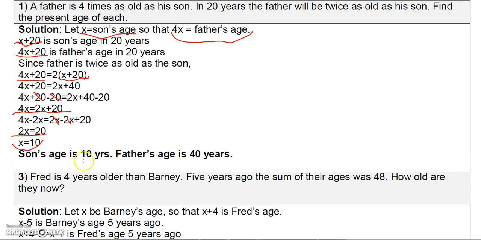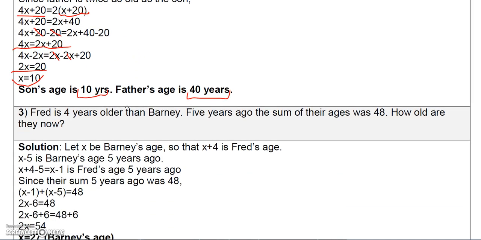So the son's age is 10 years, that's present day, and the father's age today is 40 years. So that's the present age of each. And by the way, if you bump these up 20 years, the son would be 30, the father would be 60, and so you can see it matches what it says, that the father would be twice as old as the son in 20 years.